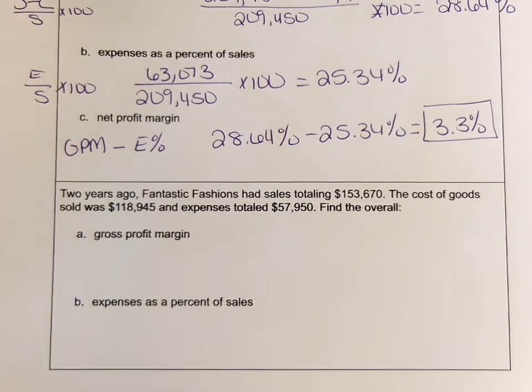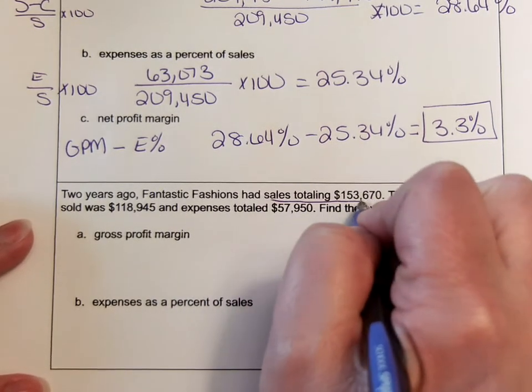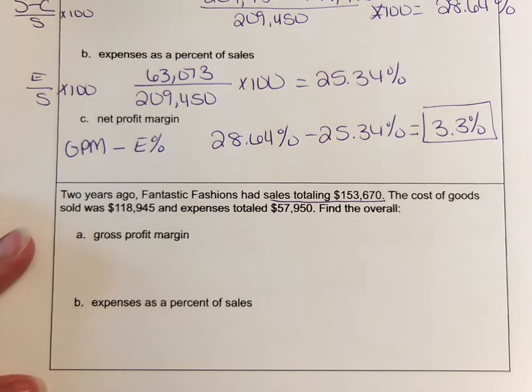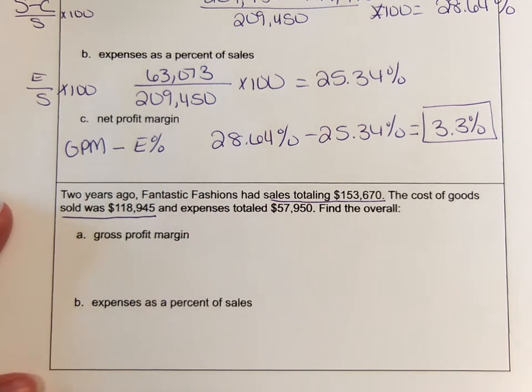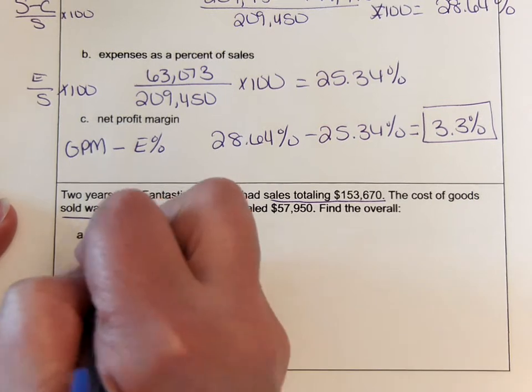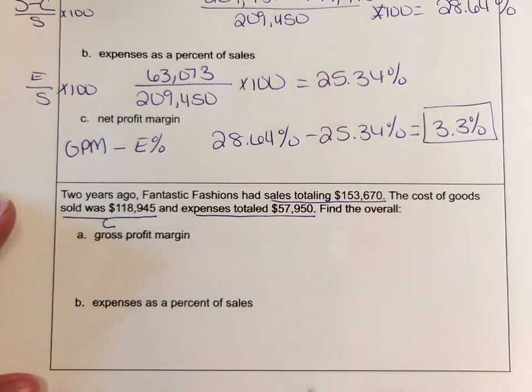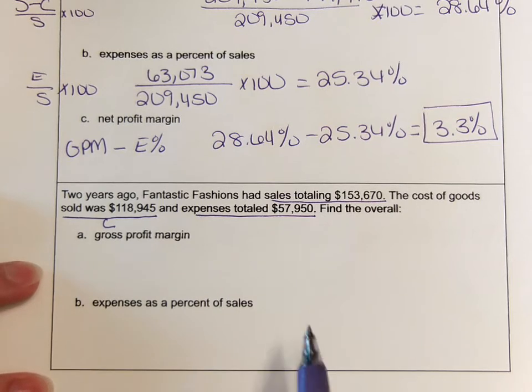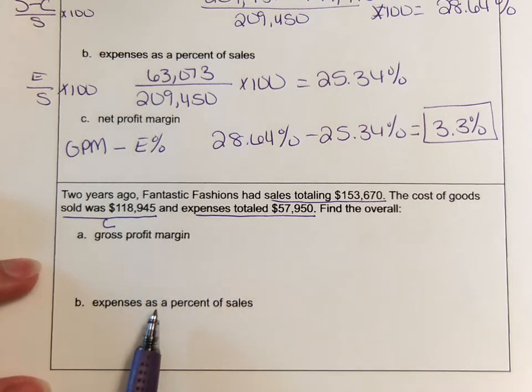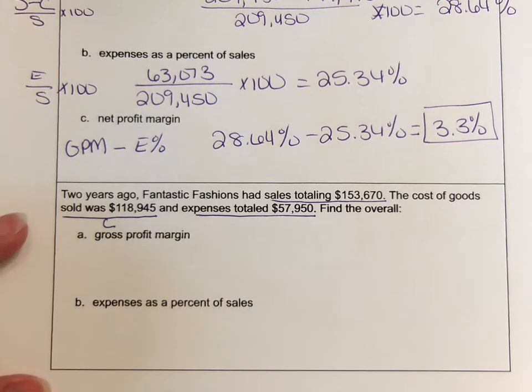2 years ago, Fantastic Fashions had sales totaling $153,670. The cost of goods sold was $118,945. And then our expenses totaled $57,950. So we're going to find our gross profit margin, our expenses as a percent of sales, and then we have to continue on to the next page to find our net profit.